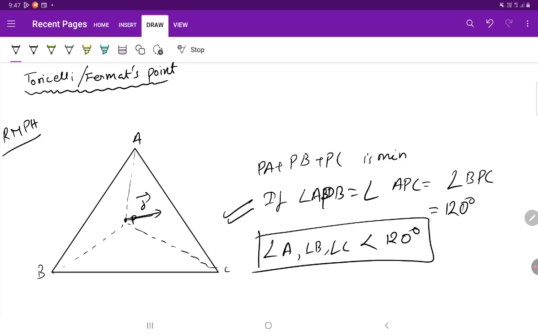So the Torricelli or Fermat's point is basically a special point inside a triangle where the sum of the distances of that point from the respective vertices is minimum. Now how to solve it?